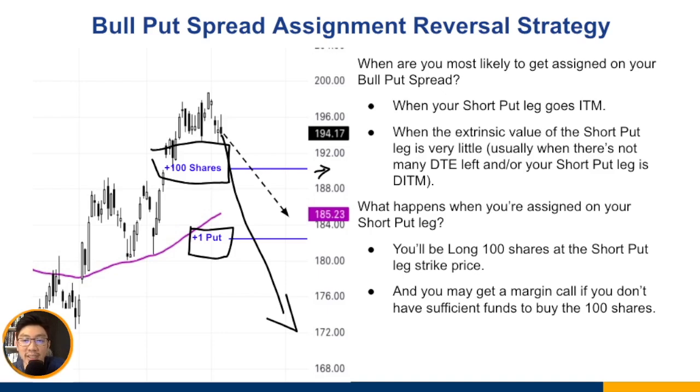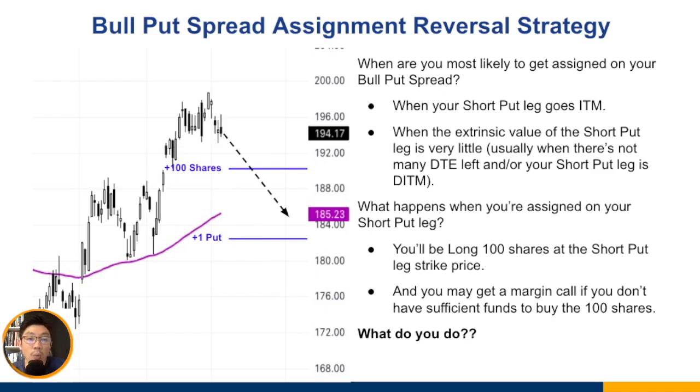So when you are assigned on your short put leg, firstly, you'll be long 100 shares at the short put leg strike, and you may get a margin call if you don't have sufficient funds to buy the 100 shares, which is most likely the case for many people. Most people open up their account just to trade options. They have no intention of getting long 100 shares. When they get assigned and get long 100 shares, this is where it messes up their account, because the broker will reach out and tell them to top up their account since they don't have enough cash to long the 100 shares. So at this point, what do you do?